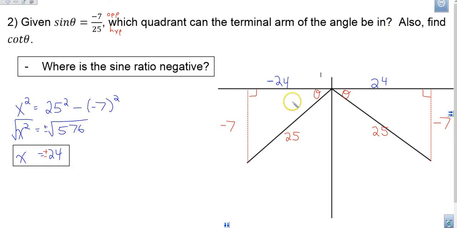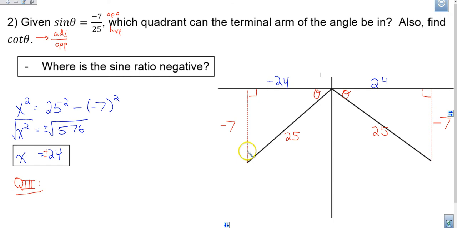Alright, so I figured out the two quadrants that the angle can be in. I've labeled all three sides of my triangle. So now I can figure out what cotangent theta is. Now, cotangent theta, remember, is the reciprocal of tangent. So instead of opposite over adjacent, we're looking for the adjacent side over the opposite. Now, we actually are going to get two different answers here for cotangent theta because we have two different values of x, +24 or -24.